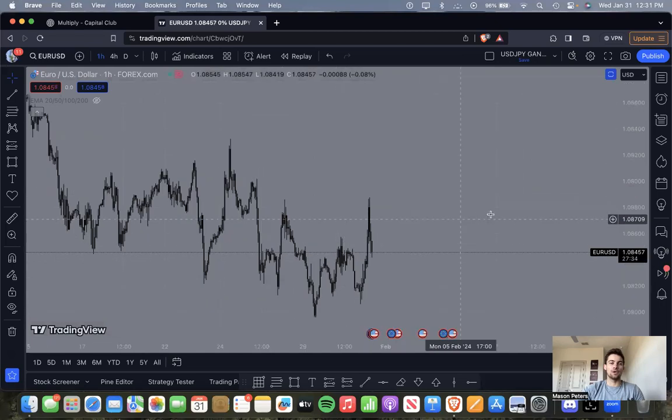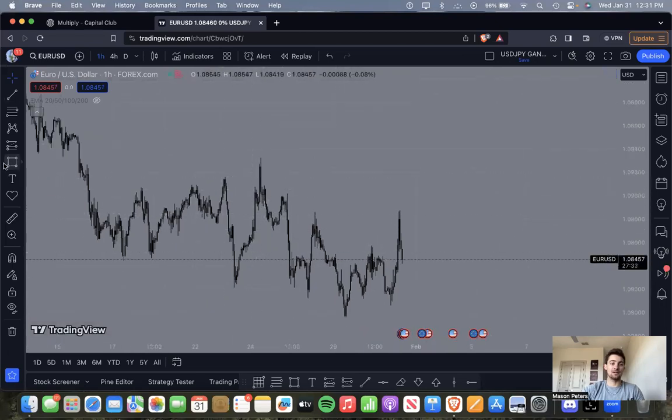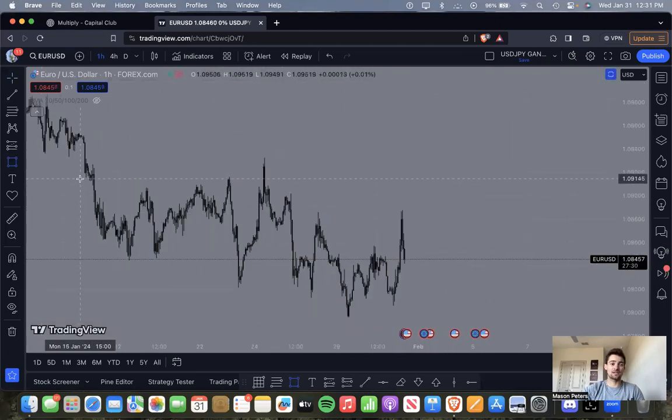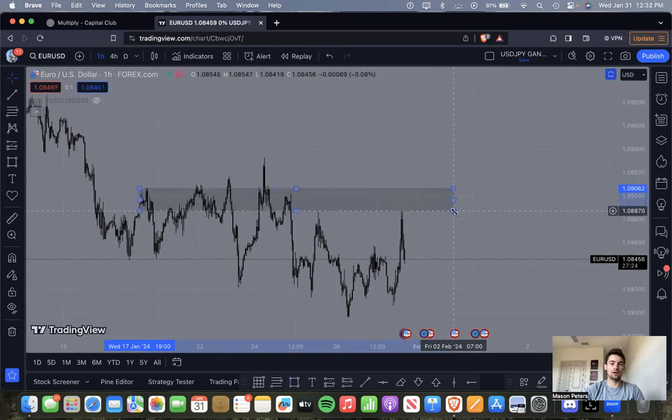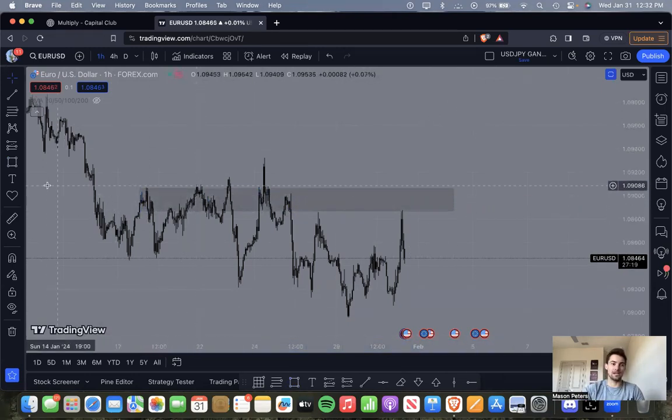Notice how choppy price is right here. Let's get down to the science. Where are people supplying euro? I apologize. People are supplying euro where? At $1.08, $1.09. Where are people buying euro?